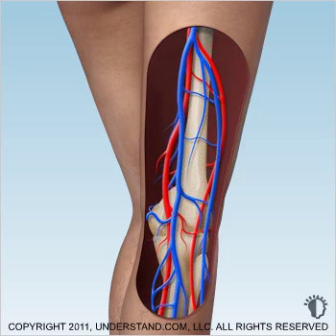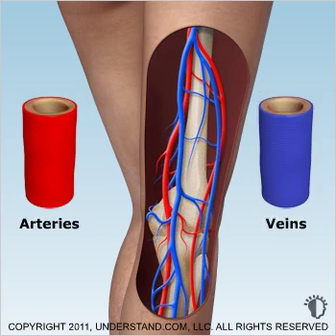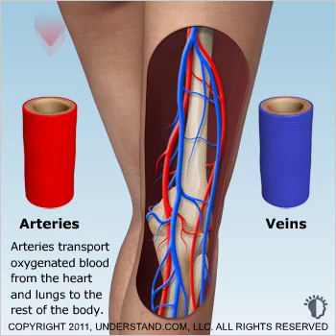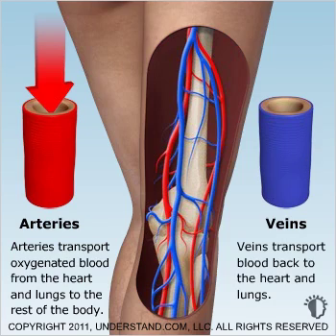Your circulatory system is composed of arteries and veins. Arteries transport oxygenated blood from the heart and lungs to the rest of your body. In contrast, veins transport blood back to your heart and lungs. Spider veins and varicose veins most commonly occur in the leg, in what are known as the superficial veins. This is because the veins in your legs are subject to large amounts of pressure and must work harder than other veins in the body to transport blood upward to the heart, against the force of gravity.